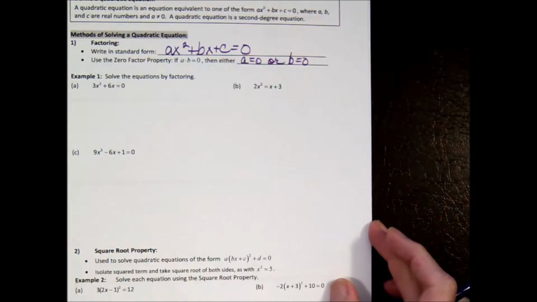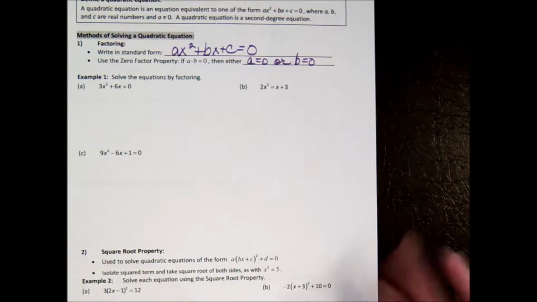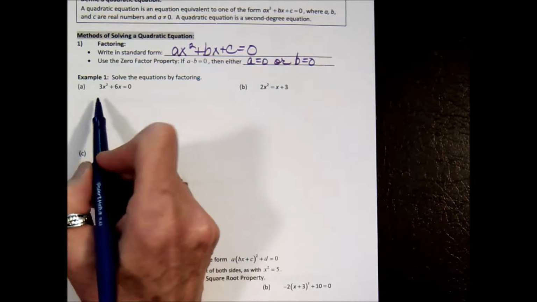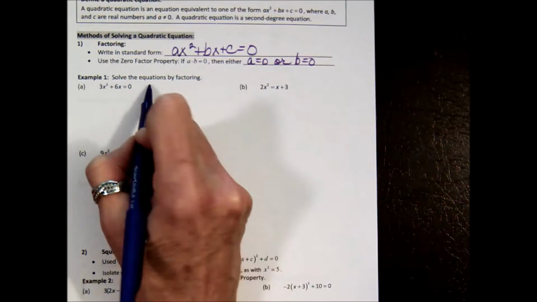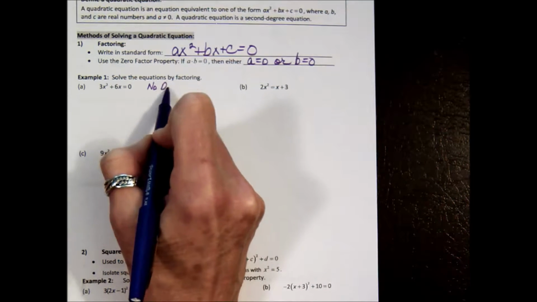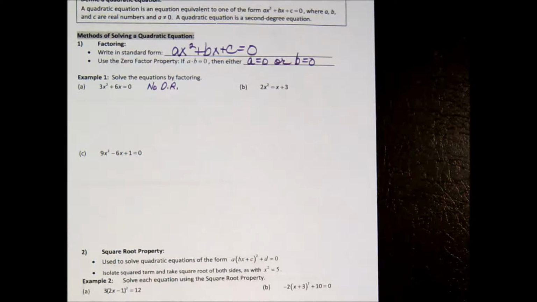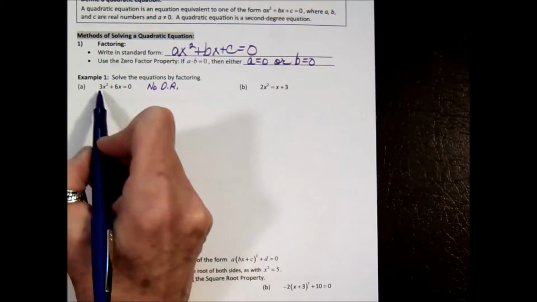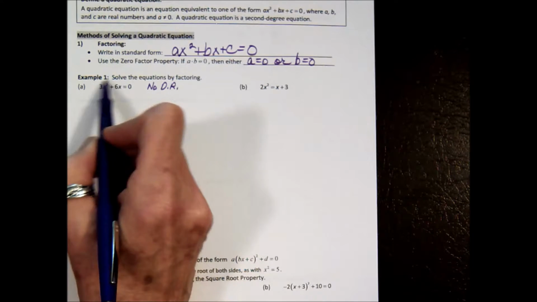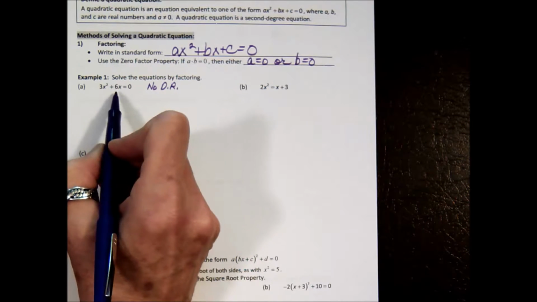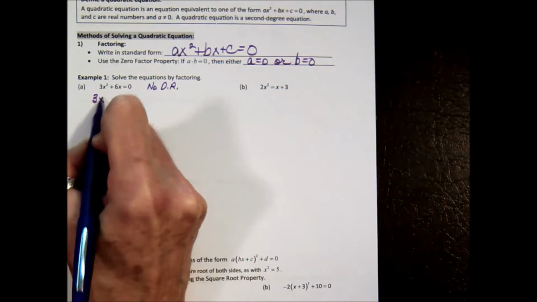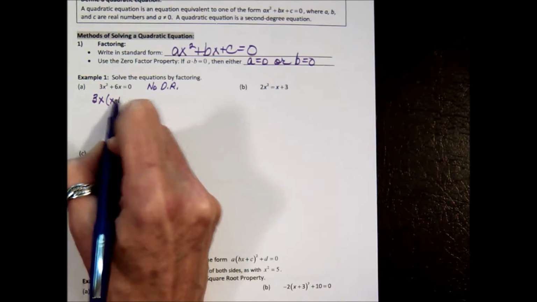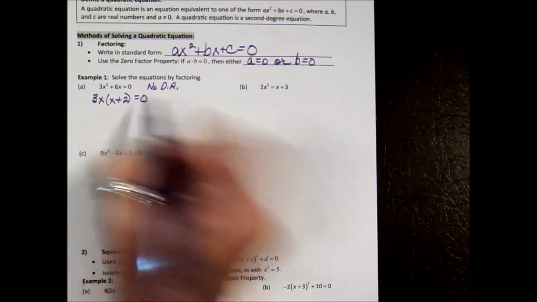So let's try a couple of those just quickly. When we look at this one, I immediately notice one thing first. There is no domain restriction because there is no variable in the denominator. This is a factor out the GCF type of factoring. I know because there's two terms and it's not difference of two squares. So I factor out a 3x as my GCF and I'm left with x plus 2 equals 0.